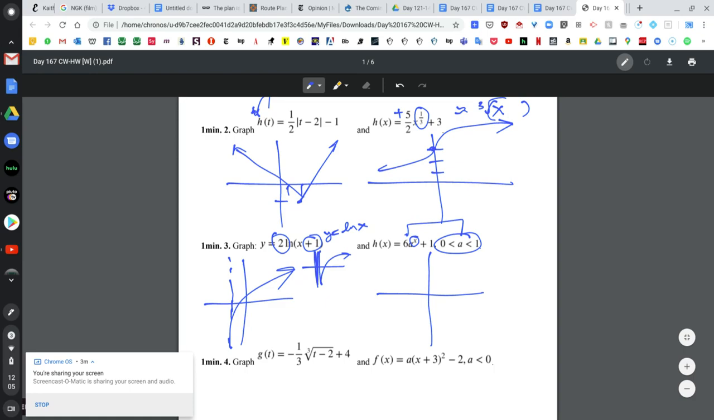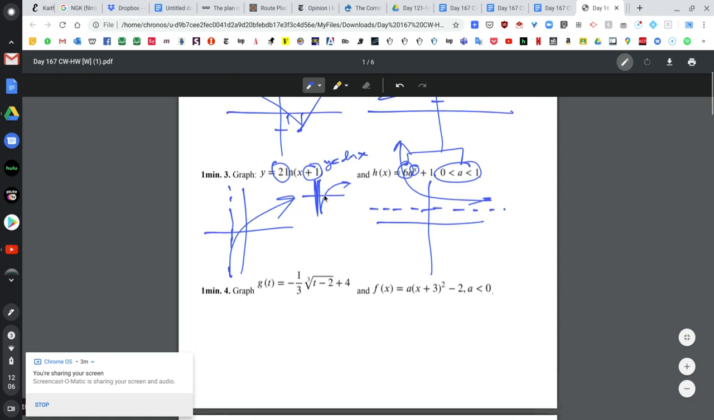And then it's shifted 1 unit up. So you have what is called a horizontal asymptote. It's shifted 1 unit up. And that's a regular exponential decay graph. So final graph looks like this. Okay, it's falling. See if that comes back.